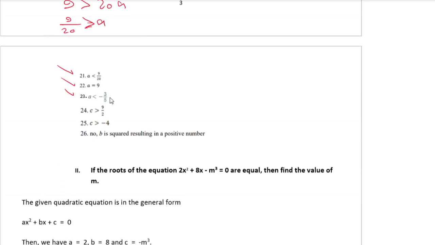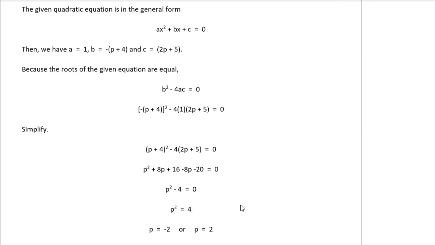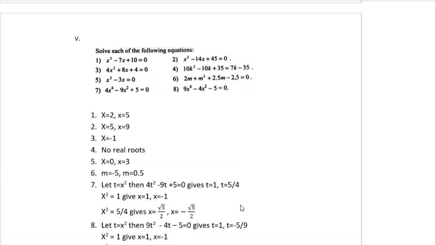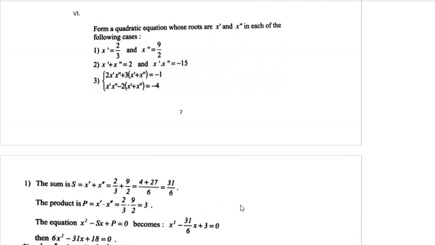In number 23, a is less than negative 3 over 5. We solved only this in the class. This question we did not solve, so we skip it to the next time. And also this one we skip. Next week we'll solve them. Also this one. Yes, this question.